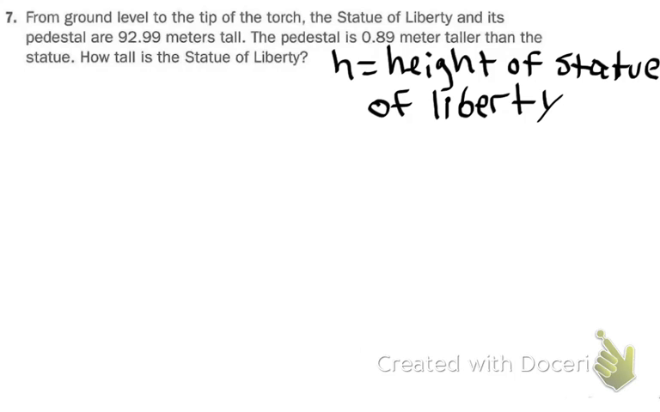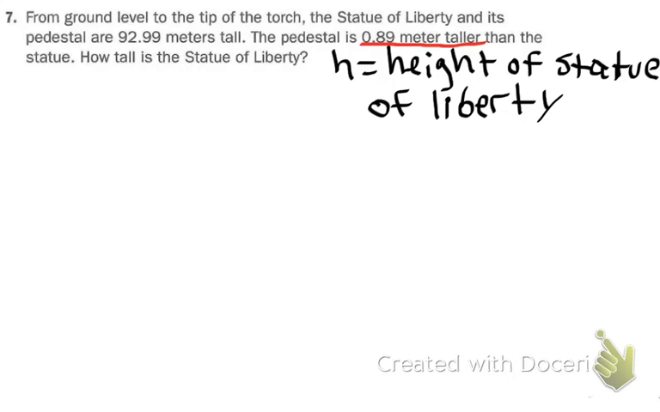Define your variable first. It says, from the ground level to the tip of the torch, the Statue of Liberty and its pedestal are 92.99 meters tall. The pedestal is 0.89 meter taller than the statue. How tall is the Statue of Liberty? Now notice, it does not say 0.89 of the height taller. They're just saying 0.89 meters, meaning the height of, we said the h was the height of the Statue of Liberty.